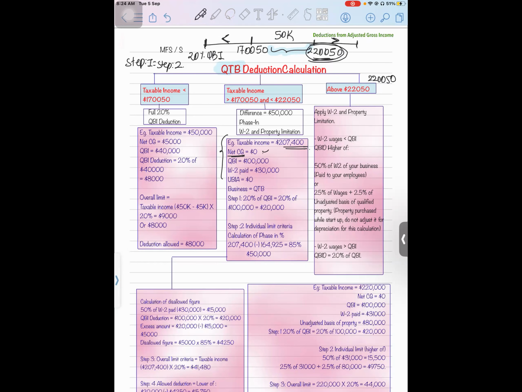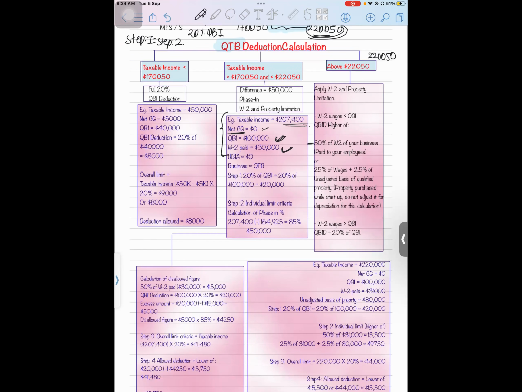I'll add the MCQs on this today in our Google Classroom, so don't worry, you can solve from there. Business income minus your expense will be your QBI, qualified business income. Then write down your W2, because you need this for the calculation of the 50% of the wages. If they have given an unadjusted basis, that's fine. If they have not given it, that's also fine. Anyway, the first step is 50% of the business wages.